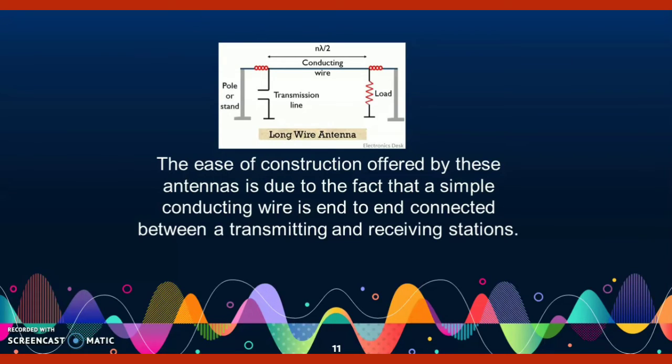The long wire antenna, the ease of construction offered by these antennas is due to the fact that a simple conducting wire is end-to-end connected between a transmitting and a receiving station. The direct connection of the long wire between the two ends allows it to accept the signal from the transmitting station and radiate the wave so that it can be received at the other end.